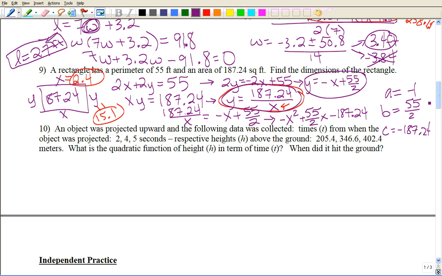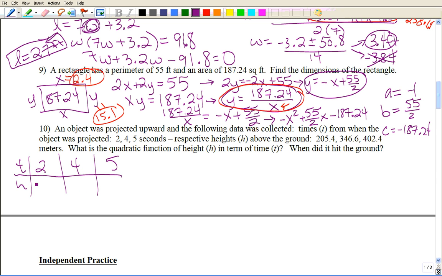So we have an object that was projected upward with the following data: times t from when the object was projected, 2, 4, and 5 seconds, with the respective heights h, 205.4, 346.6, and 402.4 meters. So it wants us to find the quadratic function of height h in terms of time t. So let's make a table. So we have t and h. So we had 2, 4, and 5 seconds.